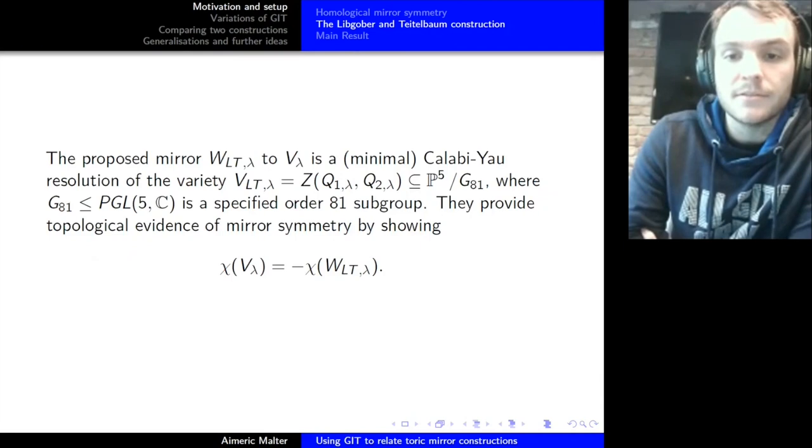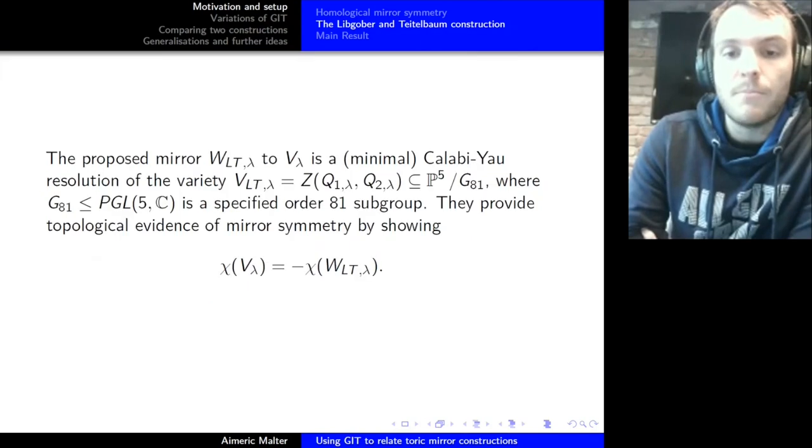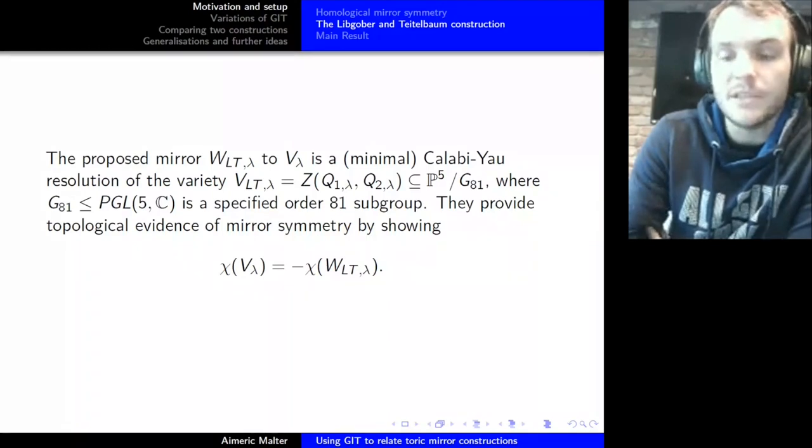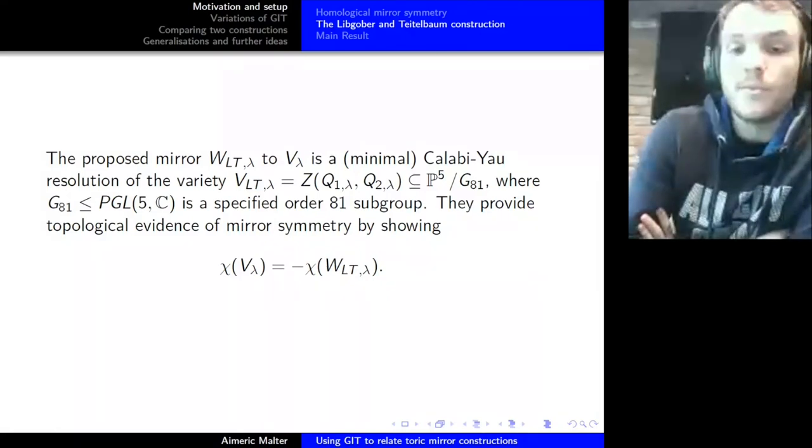The proposed mirror uses the same two polynomials Q1 and Q2, but we look at their intersection in a quotient space. That quotient space is P^5 by a finite group, which I will show in the next slide. And they use the topological evidence I talked about earlier to say that we look at the two Euler characteristics and we want them flipped.